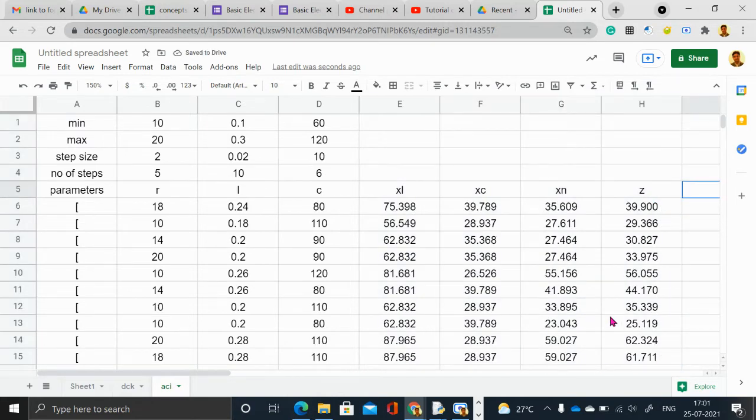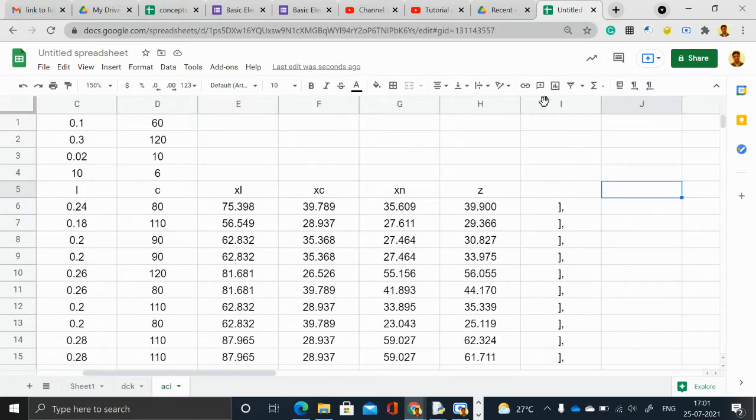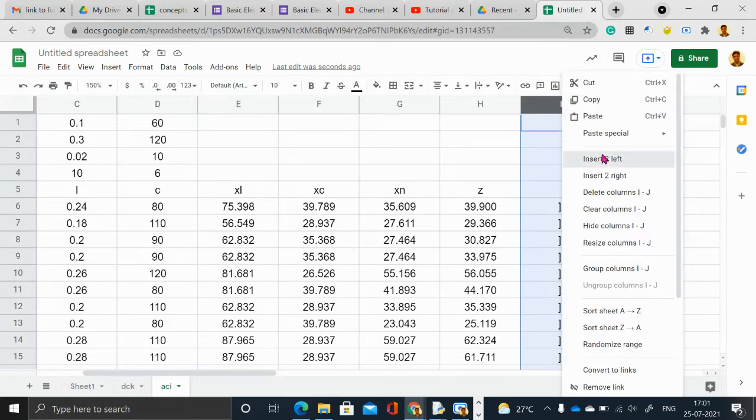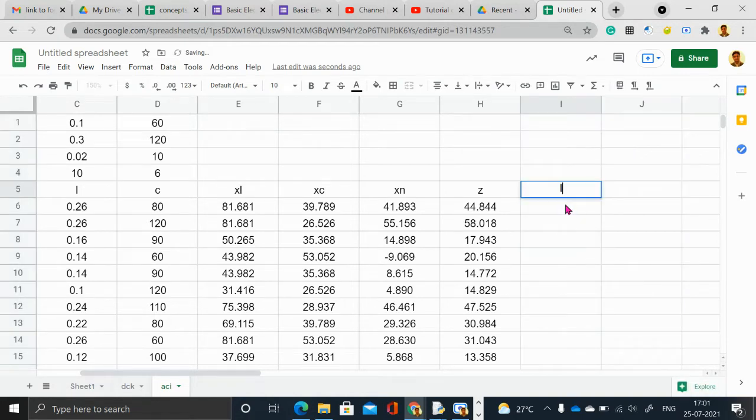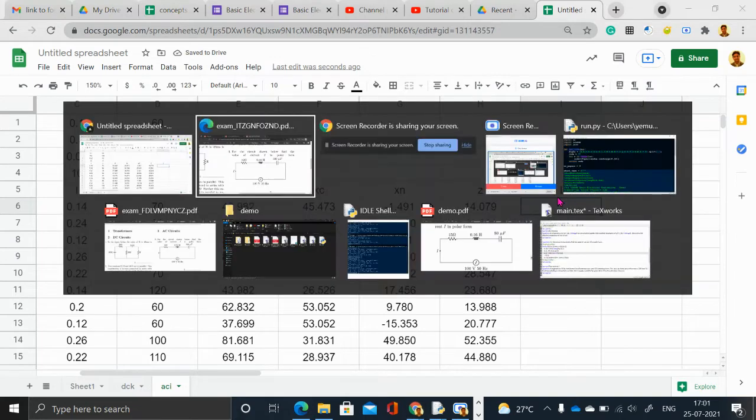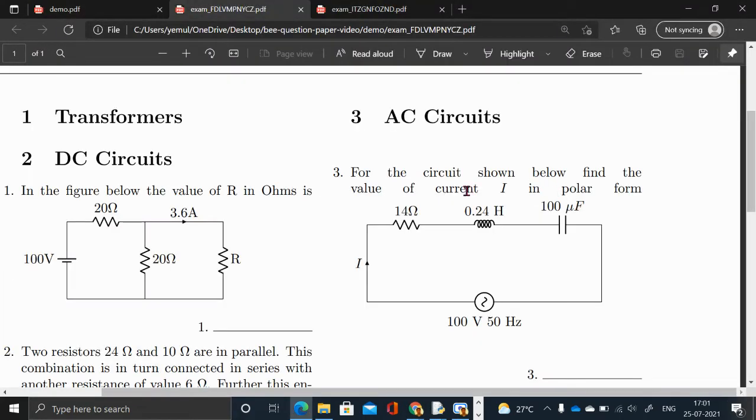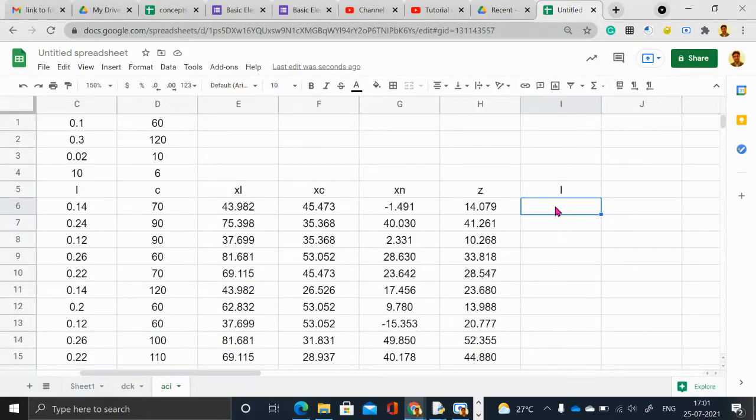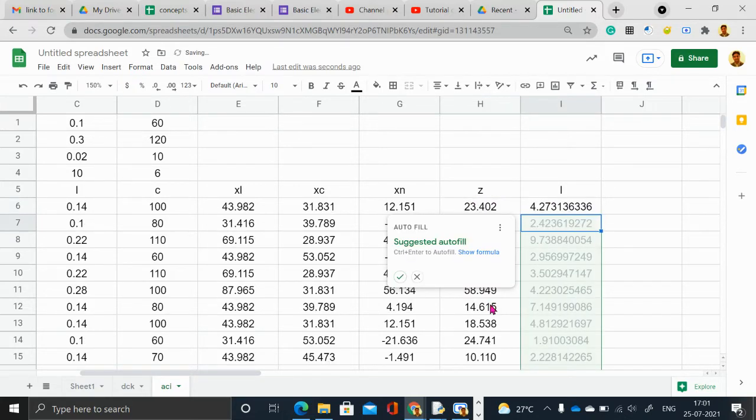So now it is easy to calculate the current value I. Okay, so what is the value of current? In the question, it is asked to find the value of current I in polar form. So I need to find I. I will be V by Z. V is 100 already, it is specified, and Z is about 14.